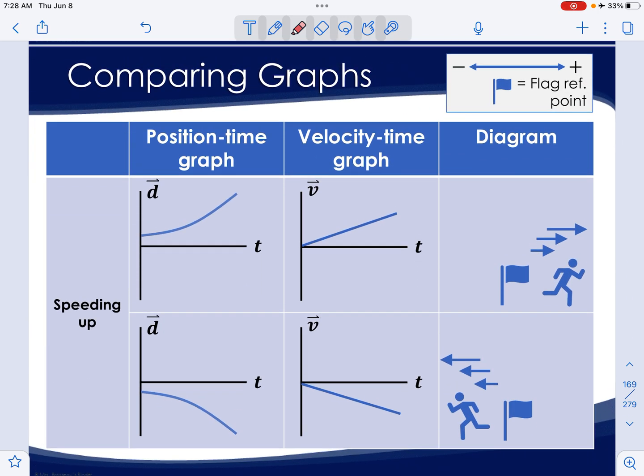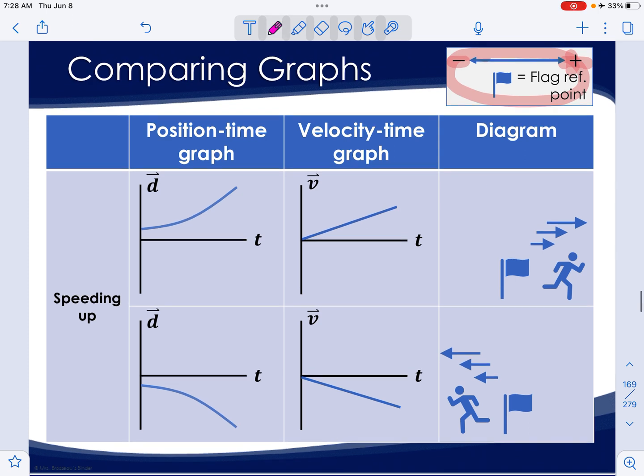Here's another one. Here you can see that this is the reference, this side is positive and this side is negative for the flag. You can define the direction. Typically north is positive and east is positive, but if you choose to, you can come up with a different system as long as you label it.